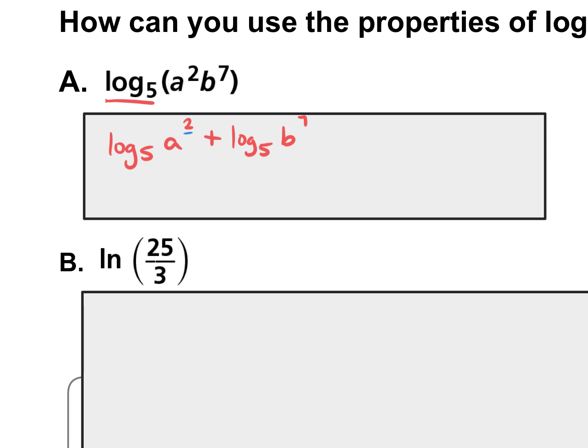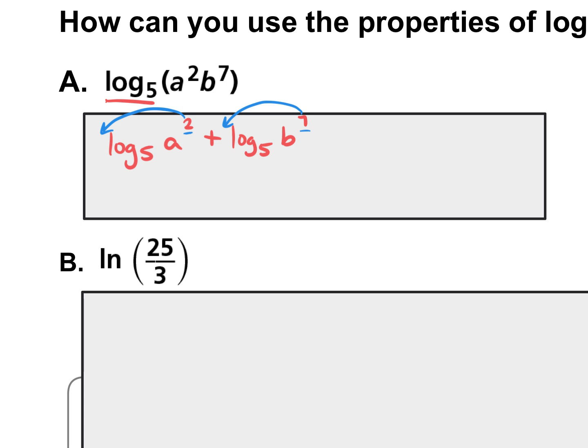Right. These exponents need to be moved. Where did we say those are moved to? To the front. Yep, they go to the front of their corresponding log. Okay, so 2 goes in front of the first log. 7 goes in front of its own log.